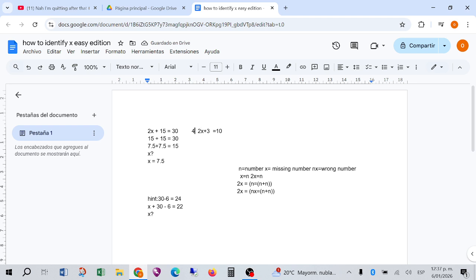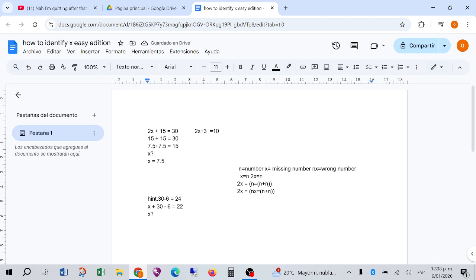Well, how we got that number is by summing 2 plus 2. That number equals nx, which is the wrong number since 4 does not equal 10. So we're gonna use another number. Let's try the number 5. For example, 5 does not equal 10, so it's another nx. And remember that we have to sum these two numbers so we know what x equals.